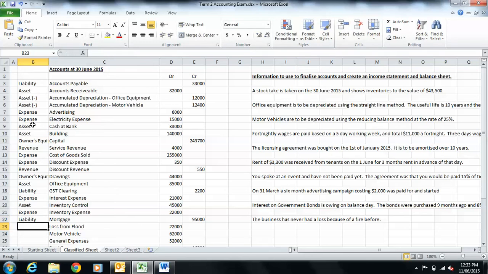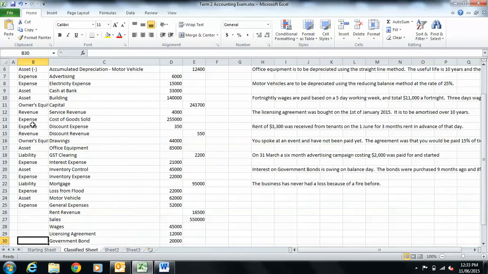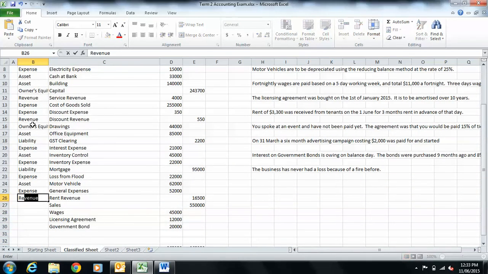The loss from the flood, that is going to be an expense that you've had. The motor vehicle, an asset. General expenses, expense. Rent revenue, a revenue account. Sales is going to be a revenue account. Wages, an expense. The licensing agreement, that's an intangible that you've got. That's not actually in the list of asset accounts, but it is an asset. So not in the list of asset accounts in your chart of account, but that's going to be the asset that we are going to use.